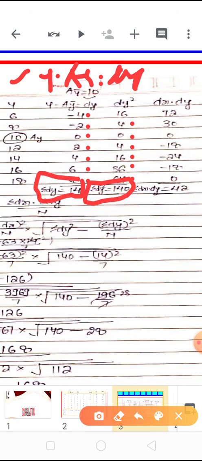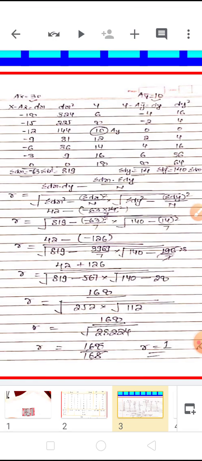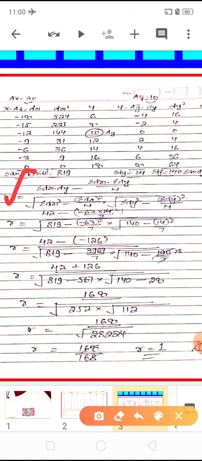Now the last step is the multiplication of deviations, that is sigma dx into dy. Multiplying dx by dy we get 72, 30, 0, minus 18, minus 24, minus 18, 0, and so on. Once we finish all these calculations, we apply the formula. The formula says correlation r equals sigma dx dy minus sigma dx multiplied by sigma dy upon n, upon the square root of sigma dx square minus the whole square of sigma dx upon n, multiplied by sigma dy square minus the whole square of sigma dy upon n.